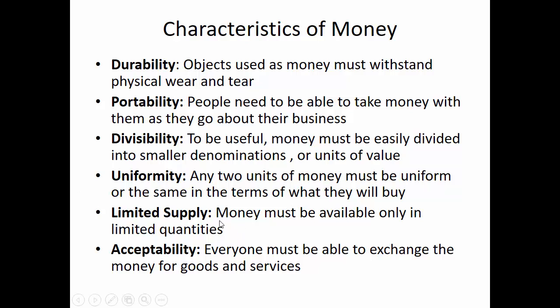Limited supply. Remember that money gets less valuable if the government starts to indiscriminately print a lot of it. And you've probably seen pictures during the Great Depression of people taking wheelbarrows of money in order to buy a loaf of bread. And in our recent times, a similar thing has happened in Zimbabwe, where they've had runaway inflation because the government just didn't limit the supply of the money.